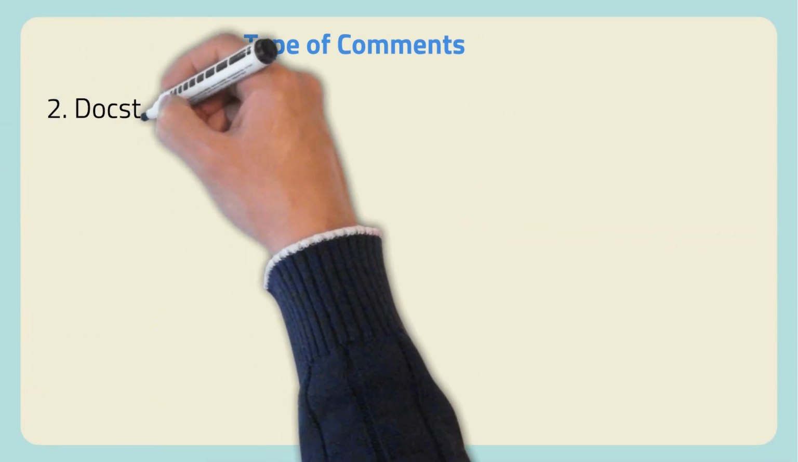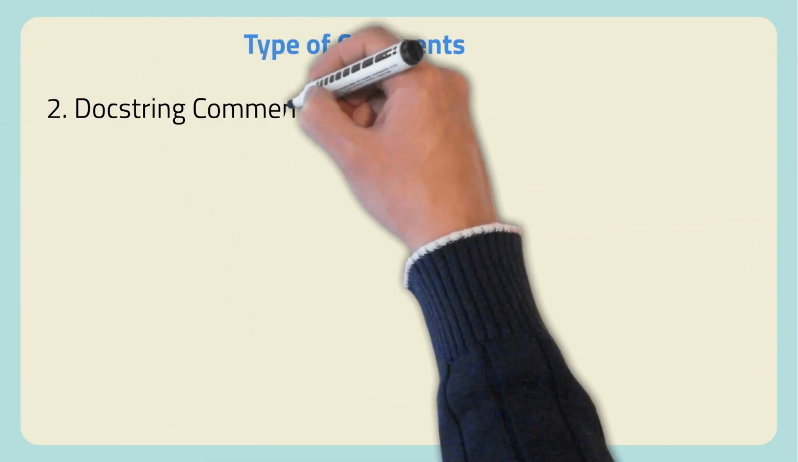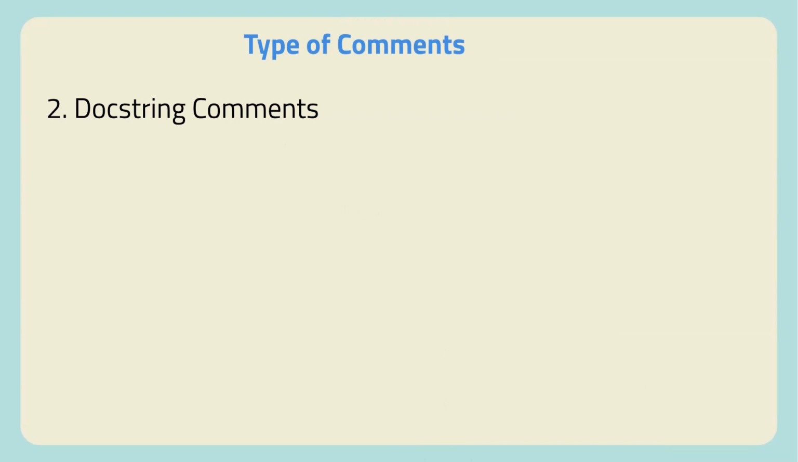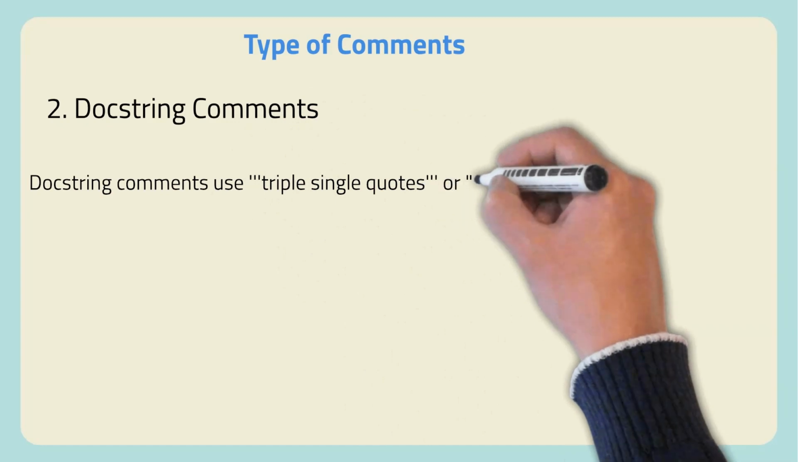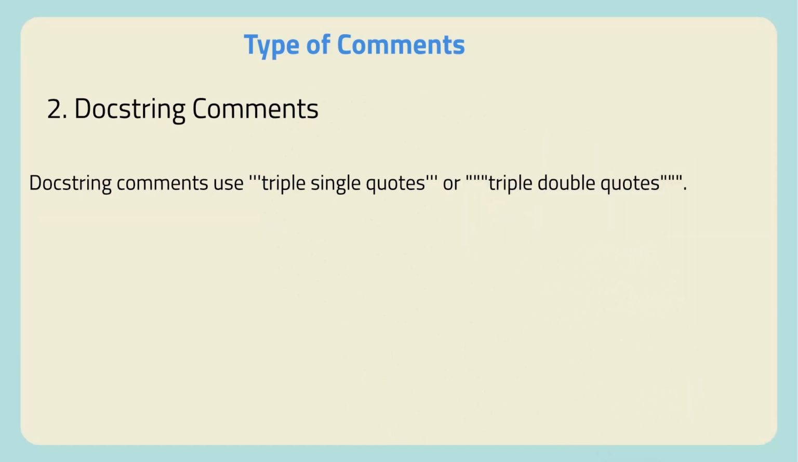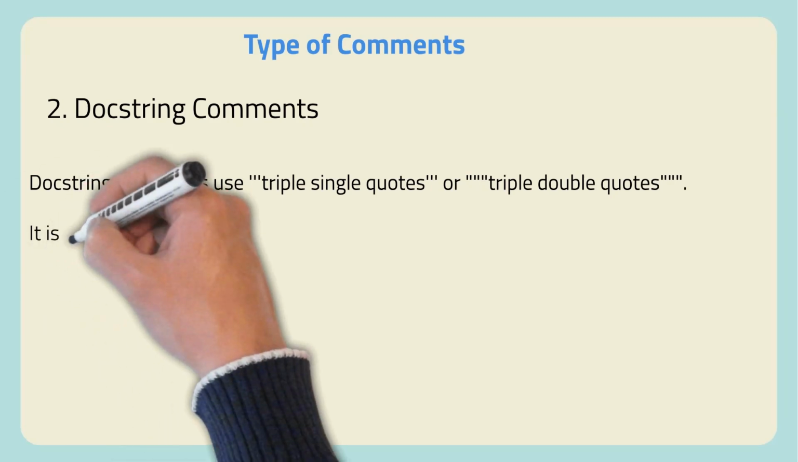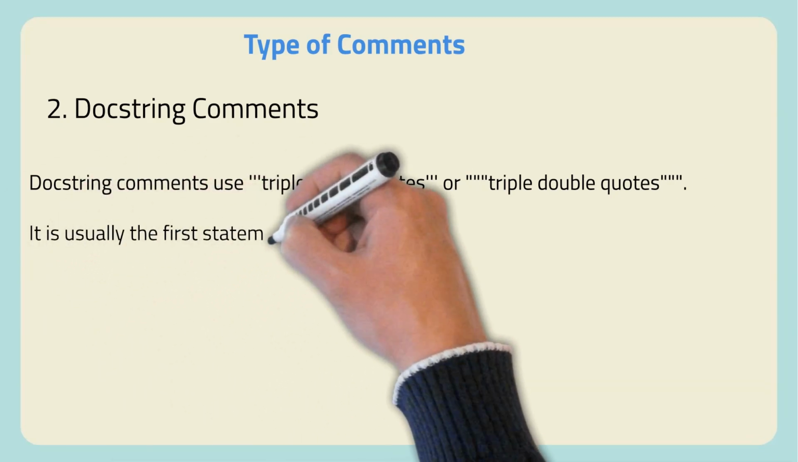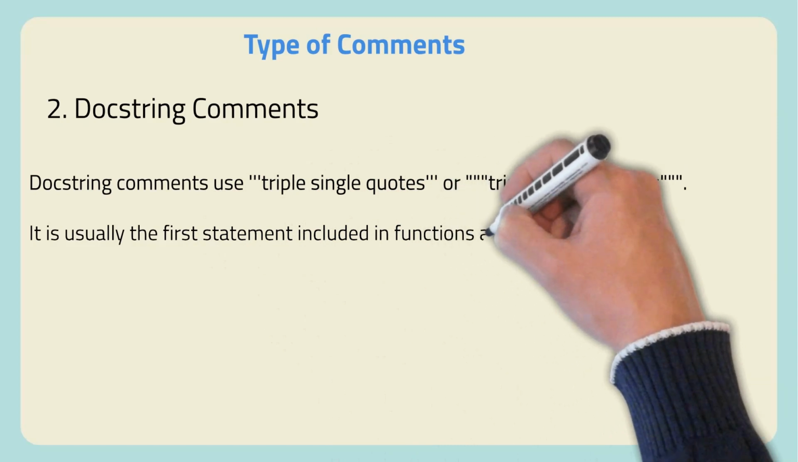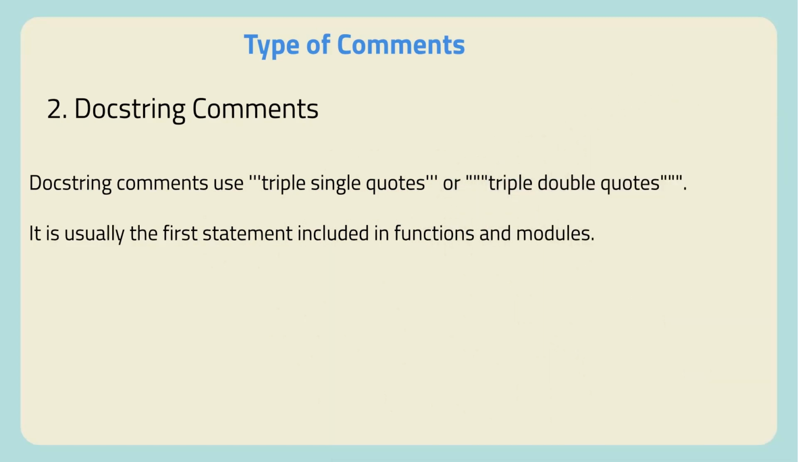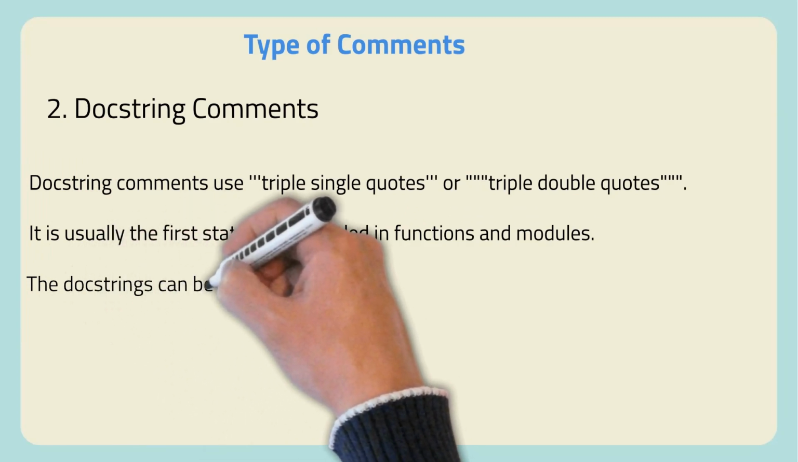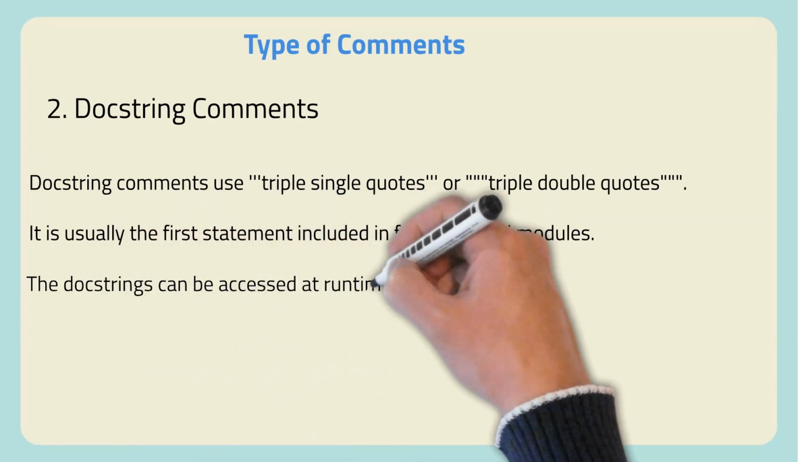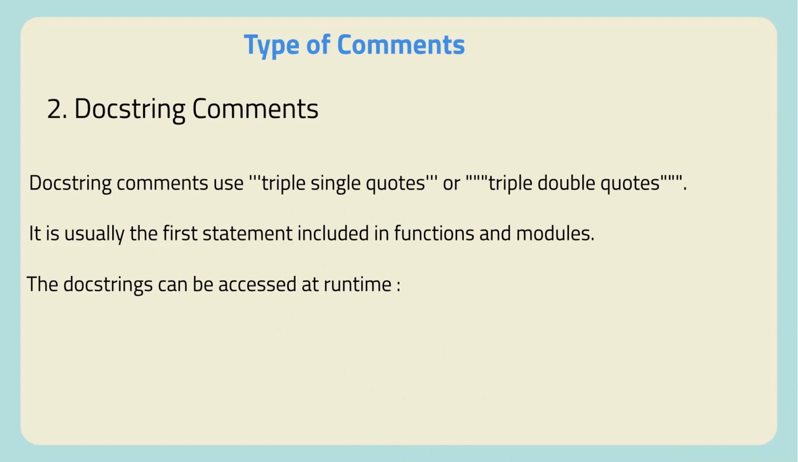The second type of comments is docstring comments. It can be used for single or multi-line comments. The comments are surrounded inside either 3 single quotes or 3 double quotes. It is usually the first statement included in functions to describe the functionality or purpose of the code. One important feature is that docstrings can be accessed and printed at runtime on the screen.